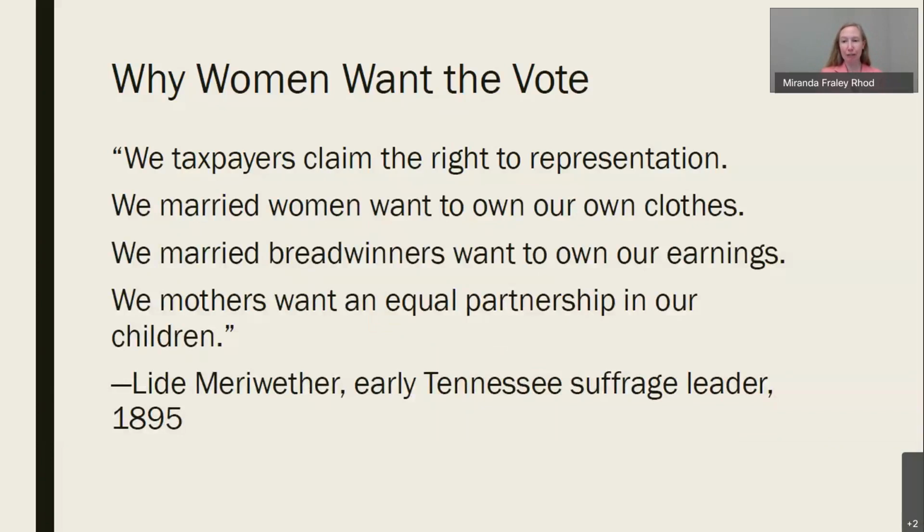So here is a statement from Lyd Meriwether, who was a very early Tennessee suffrage leader. And this is an excerpt from a longer document, but she's giving some reasons why Tennessee women are asking for the vote. As taxpayers, they claim the right to representation, hearkening back to the American Revolution, no taxation without representation. Married women want the basic right to own their own clothes. At that point, they did not. Married women who worked for wages wanted to own their earnings. And mothers wanted an equal say in their children's futures.